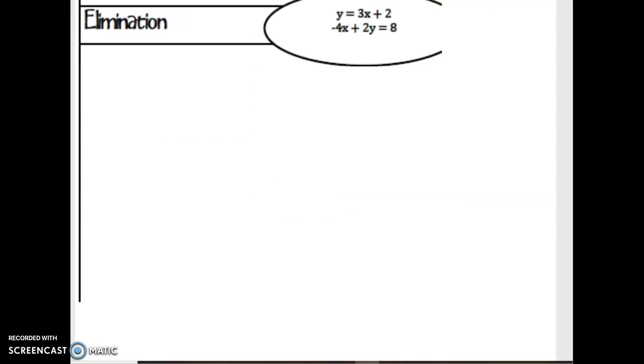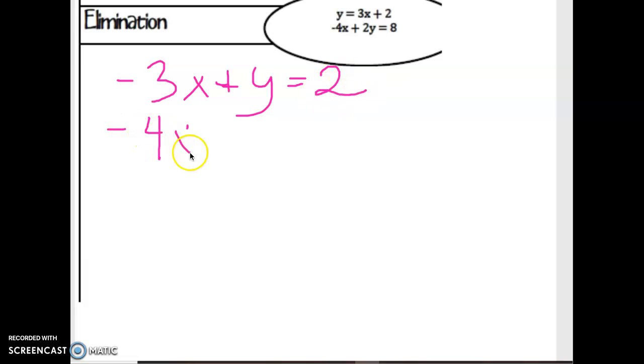So for this system, the first thing that we need to do is to get all of our variables, our x and our y, on the same side. So for the first equation, we're going to subtract the 3x, and for the second equation, we leave it the same for the moment.